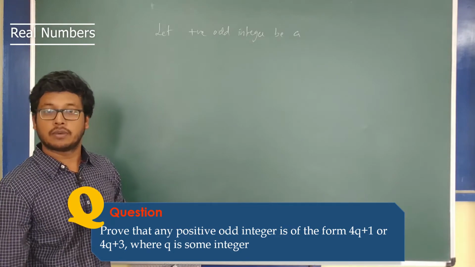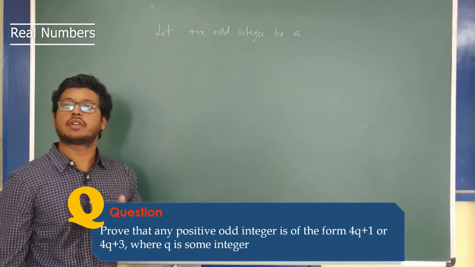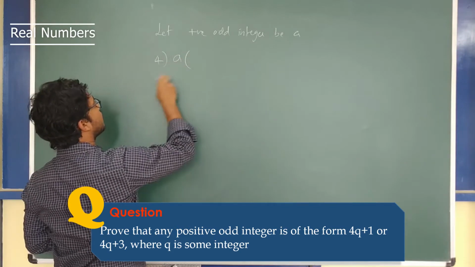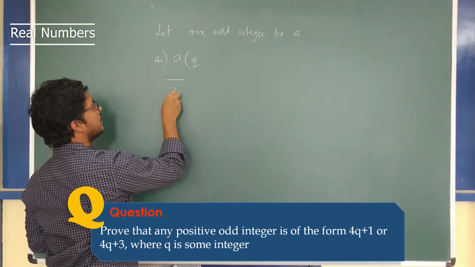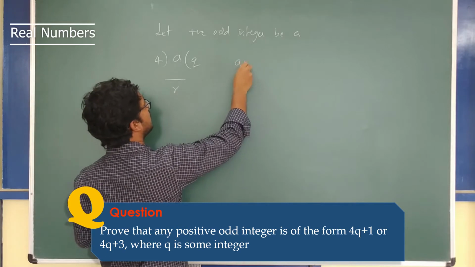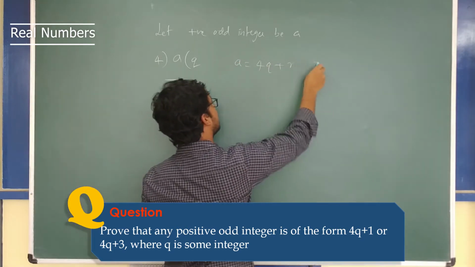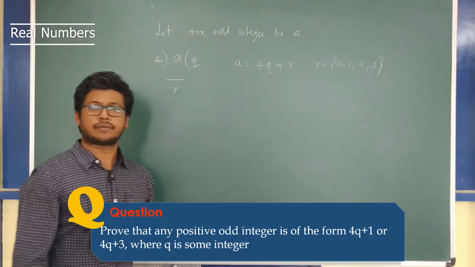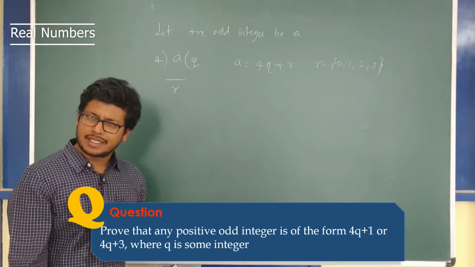Now since I want to prove it is in the form 4q plus 1 or 4q plus 3, I have to divide a by 4. When you divide a by 4, you get some quotient q and remainder r. So now a can be written as 4q plus r, where r takes the value 0, 1, 2 or 3. Now the arguments are again the same.